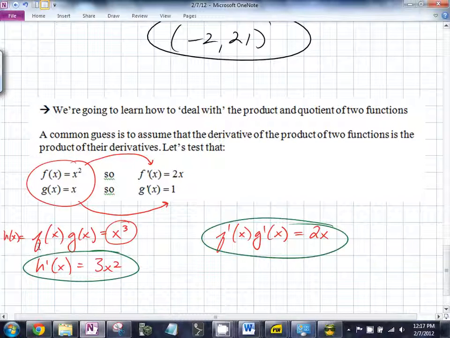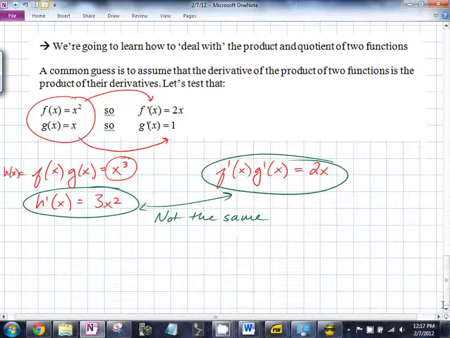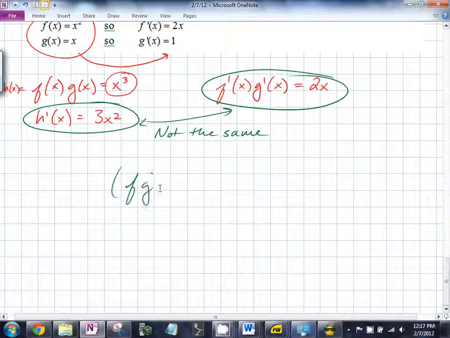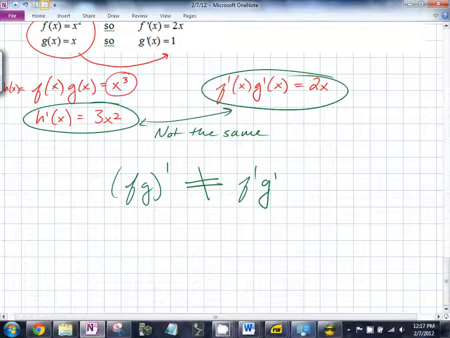Can you tell me what statement you can now make? We just showed that f of x times g of x is x cubed, and the derivative of that is 3x squared. The derivative of f times the derivative of g is 2x. Are these the same? No. So what does this mean? It means that if you have two functions multiplied together and you take the derivative, it does not equal f prime times g prime. Say it with me on 3: 1, 2, 3. It does not. This is a terrible, awful mistake to make. Do not make this mistake.